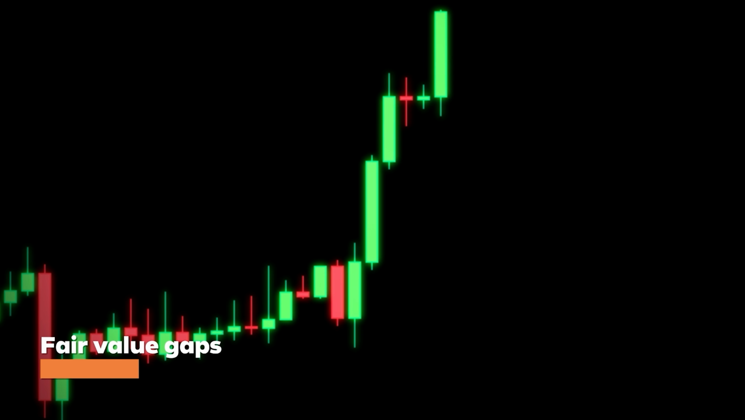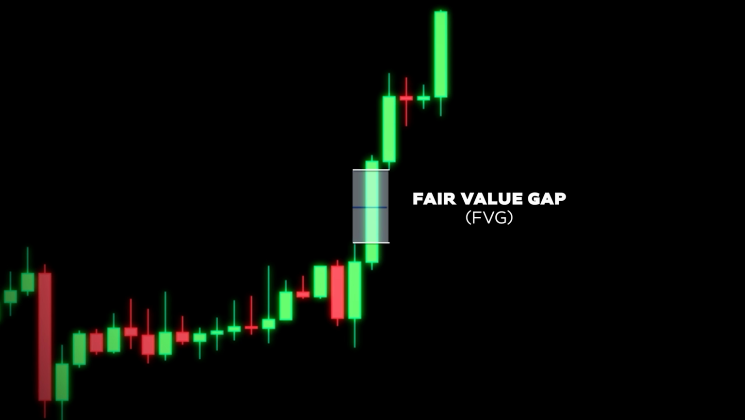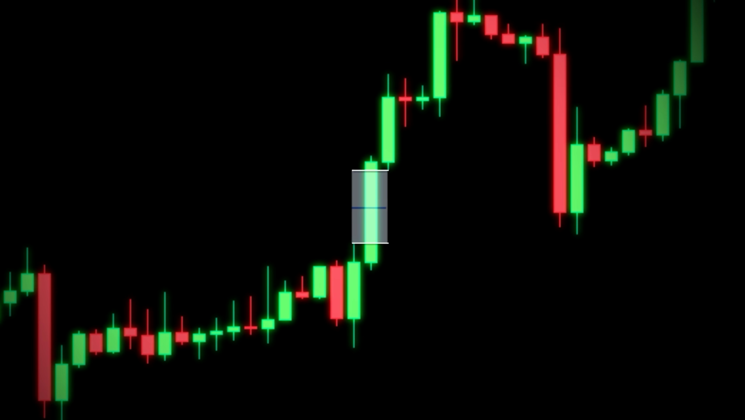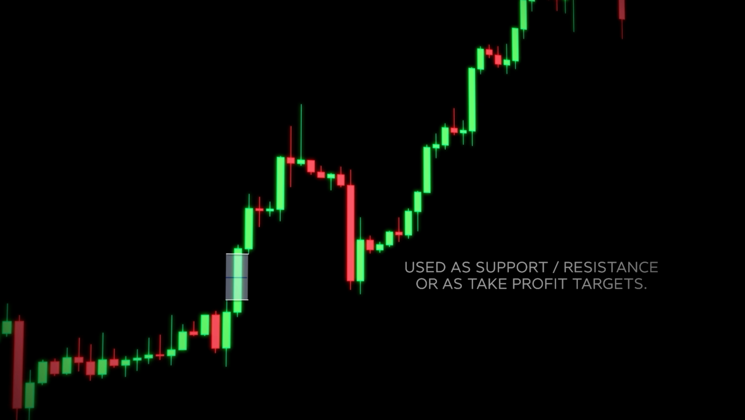The first one is the classic fair value gap. Fair value gaps are a 3-candle formation where the wicks of the first and third candle don't overlap with each other. The result is an imbalance in price action, which is commonly known as the FVG. Now, typically, all of these imbalances will be filled partially or completely. They can act as your take profit targets, or even as an area of support or resistance.